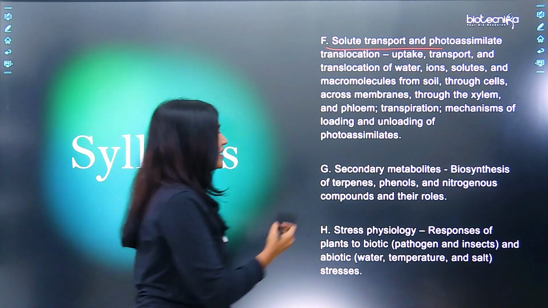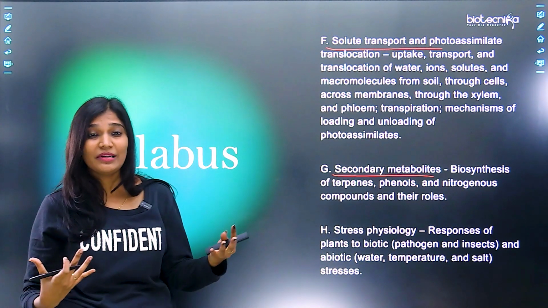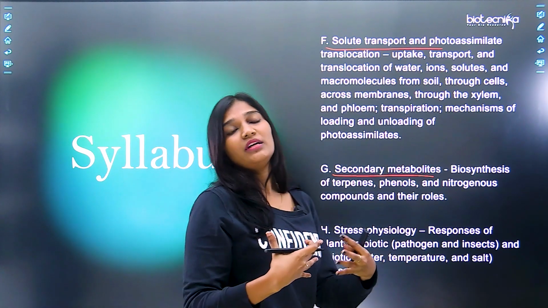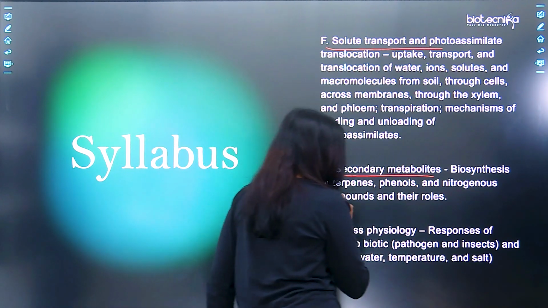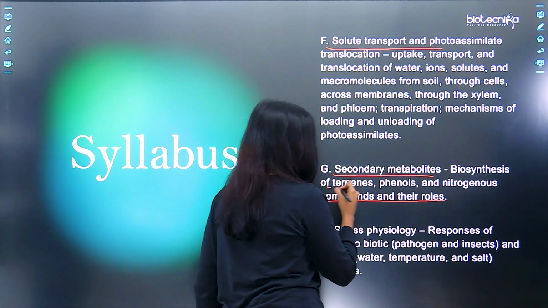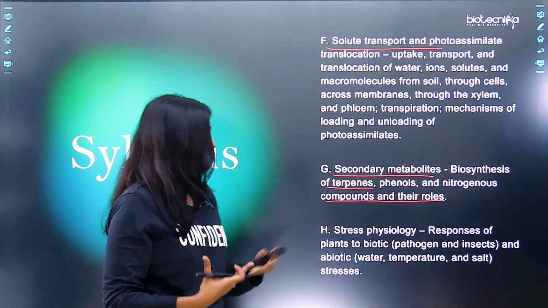The next one is going to be secondary metabolites. What are the plants that are going to produce some secondary metabolites which are useful for mankind, how they have actually been produced, what are their roles, everything we'll be talking about. We'll be talking about terpenes and phenols, everything in detail in this unit.